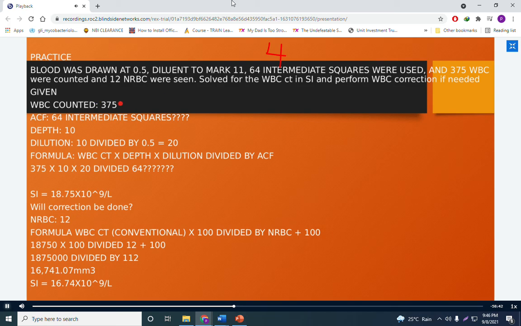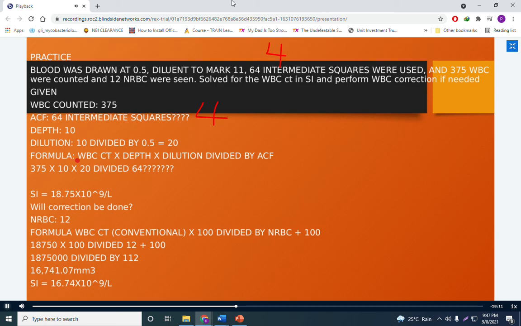So let's first get your givens. WBC seen, 375. Your ACF is 64 intermediate squares, which again is 4 large squares, so 4 is your ACF. Your depth, class, is constant. Your dilution is 10 divided by where the blood was drawn. In this case, it was drawn at 0.5, so you have a dilution factor of 20.